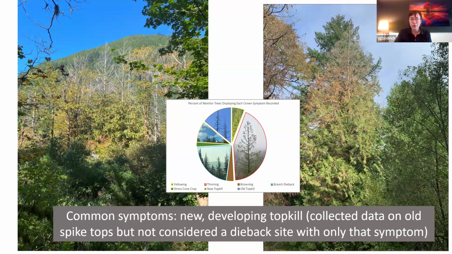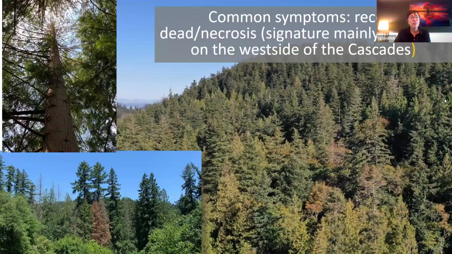We saw a lot of newer developing top kills. So I'd say about a quarter of our sites had this top kill. You can see this on the group of Western red cedar here. So these have obviously been dead a little bit longer than the photo on the right. And then we did see mortality. That signature was mostly observed on the west side of the Cascades, though. We did not see a lot of mortality in central and eastern Washington.